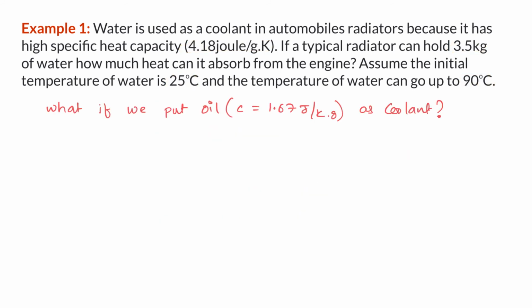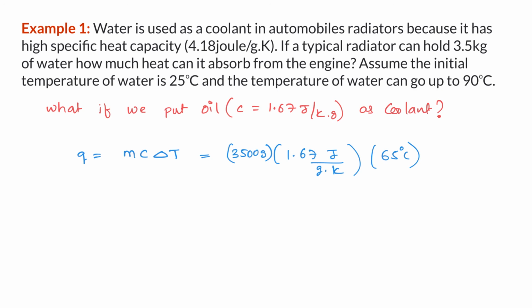Let us do the same calculation with oil, whose specific heat is 1.67 joule per gram per Kelvin. Again, Q equals mc delta T. Specific heat is now 1.67 joule per gram per Kelvin. Temperature change remains the same, that is 65 Kelvin. If we do the math, we get 379,925 joules. As you can see, oil can absorb way less heat than water to increase its temperature by the same amount. And that is the reason why we use water as the coolant in the radiator.